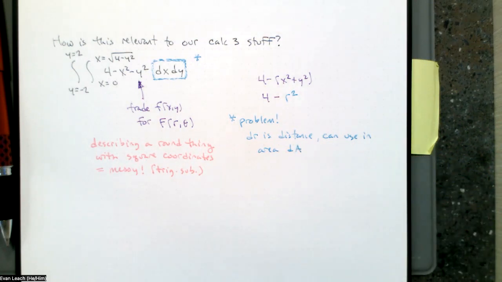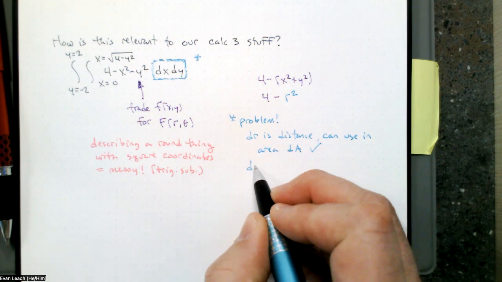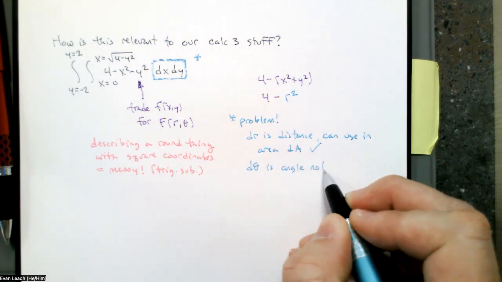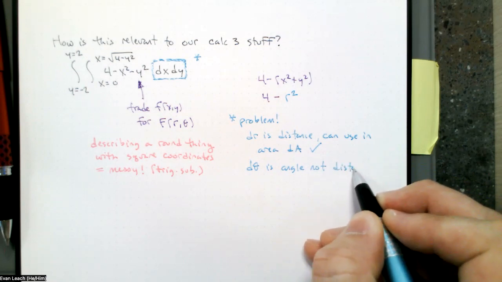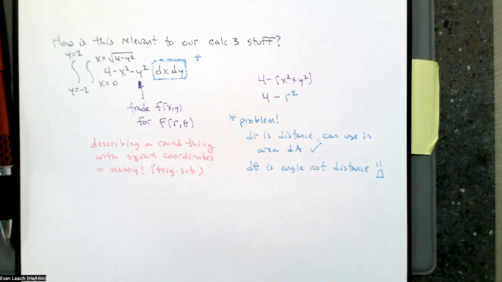dr is a distance. We could use it in dA, our area. Remember, dx dy is dA, the area. So dr is a distance. We can use it. That's not the problem. That's awesome. But d theta is an angle, not distance. Now we have a problem. I can't just replace dA with dr d theta because d theta isn't a distance.